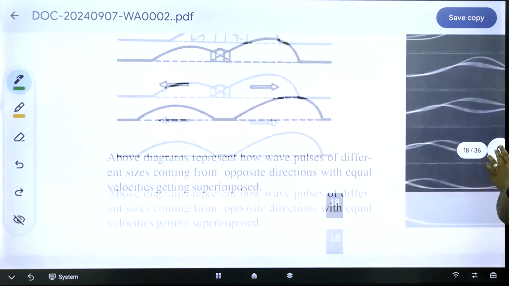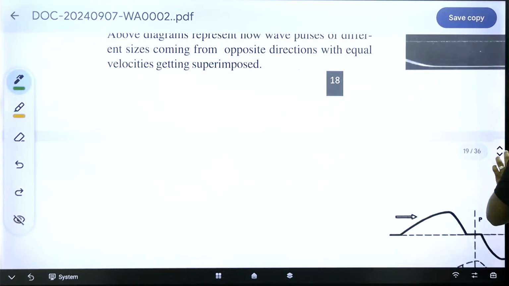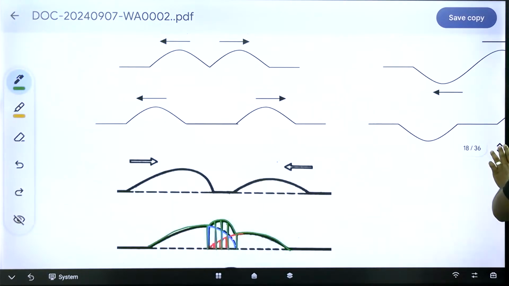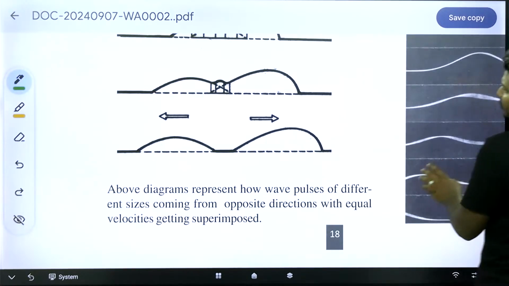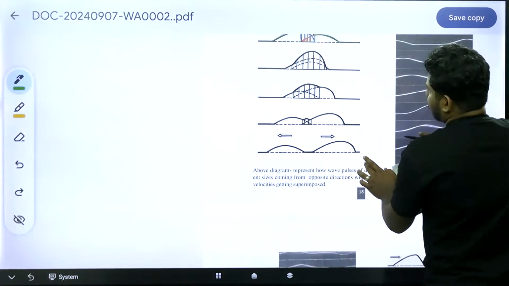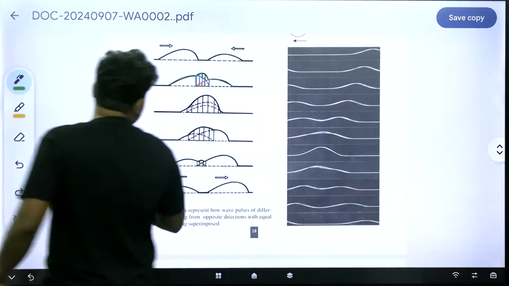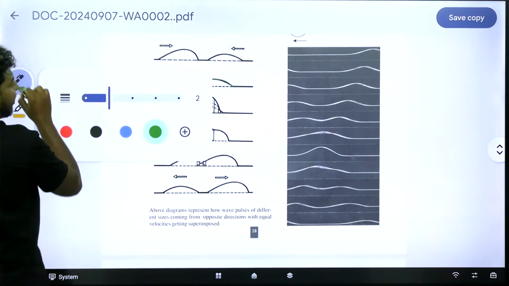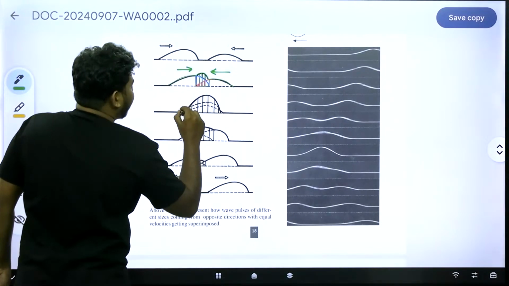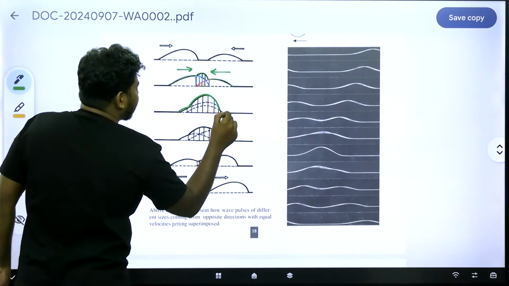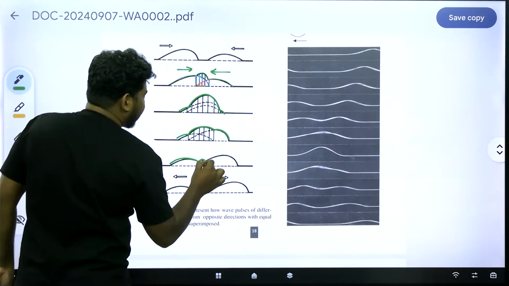So when it's moving further, you can see the patterns, how the pattern is changing. When it's moving further like this, in this direction, this will be like this. Again, it is becoming like this. Again, it is becoming like this.